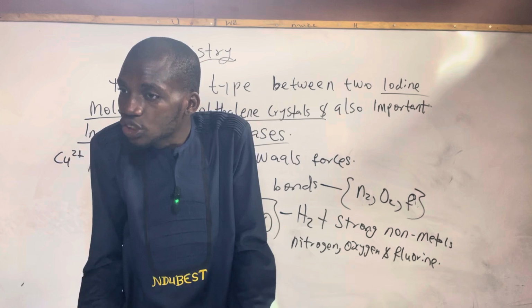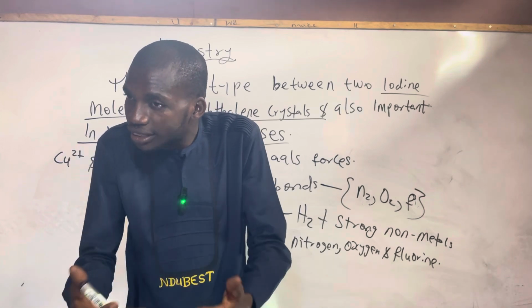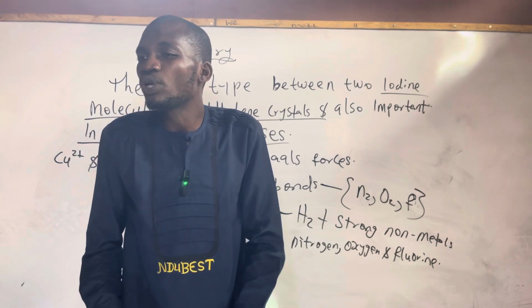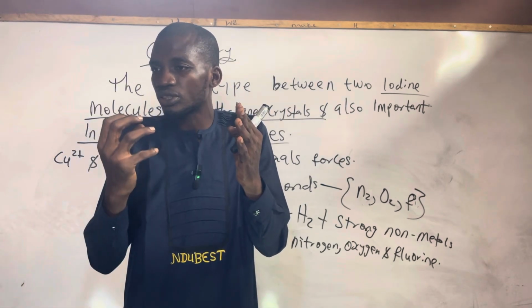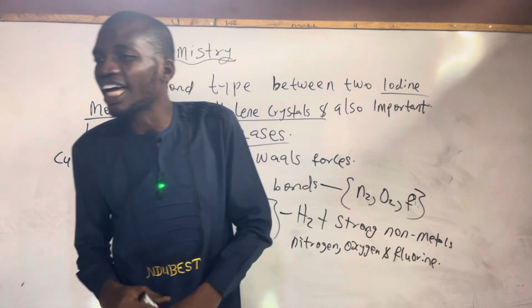Where they are sharing electrons is called covalent bond. But where, of two non-metals, one contributes a lone pair, it is called dash.